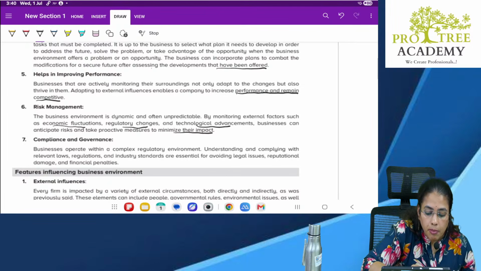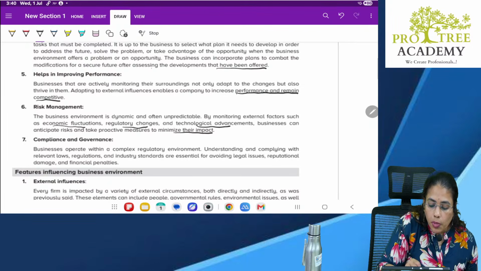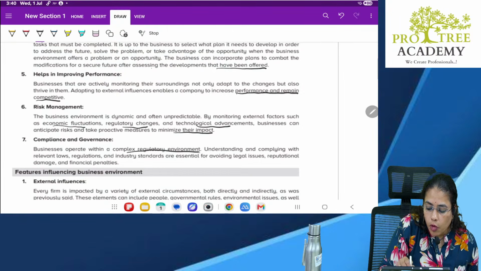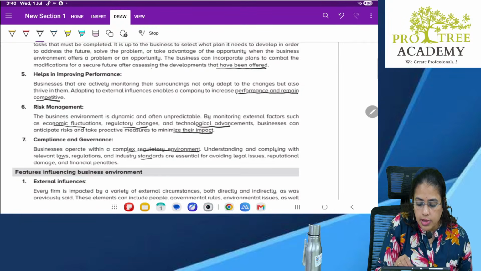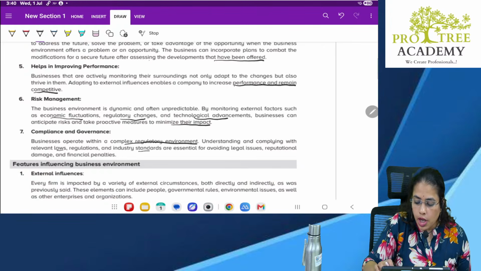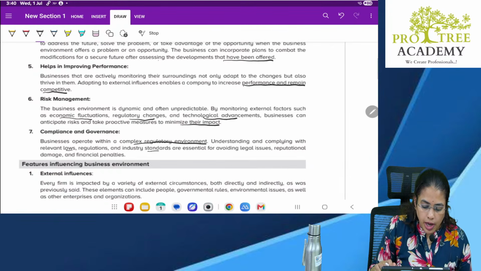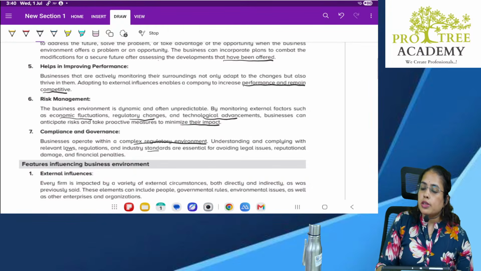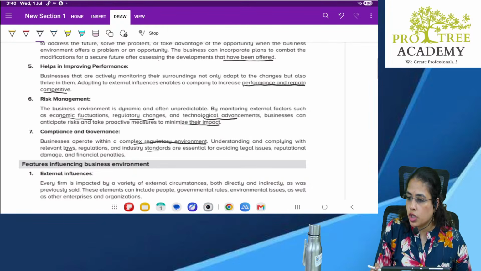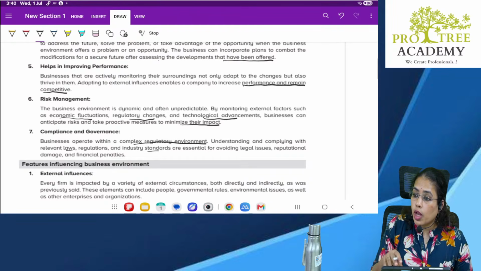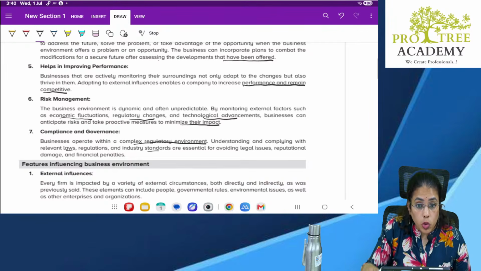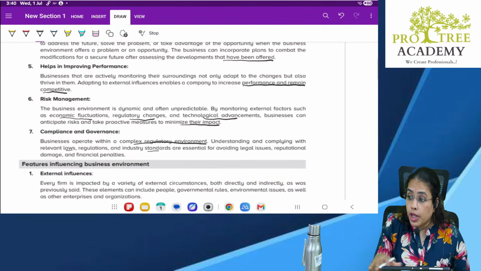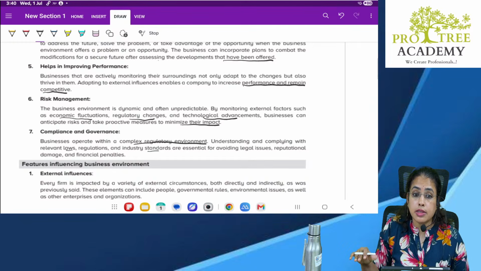Then compliance and governance. Businesses operating in a complex regulatory environment must understand and comply with the relevant laws, regulations, and industry standards, which is essential for avoiding legal issues, reputational damage, and financial penalties. So if you are doing something where pollution is involved, then you have to take care of what compliances are coming, what new compliances are coming. As per that, you have to follow the compliances of your business.